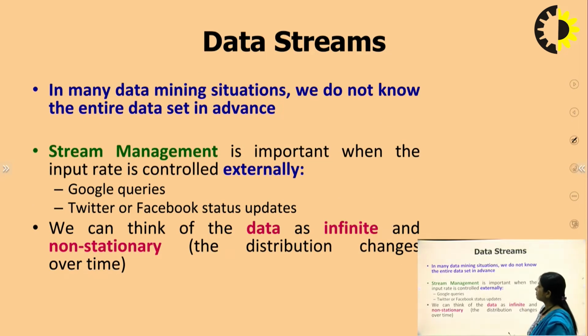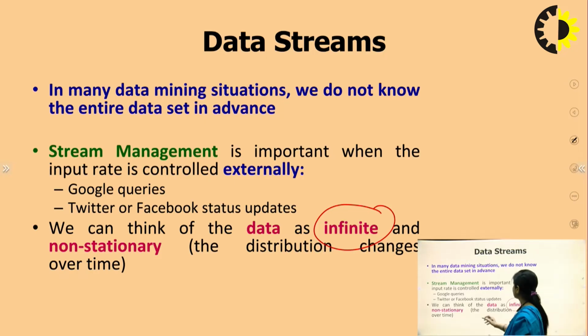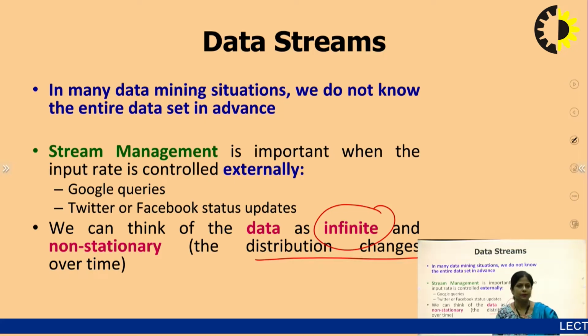So, in many data mining situations, we do not know the entire data set in advance. Stream management is very important when the input rate is controlled externally, like Google queries, or Twitter or Facebook status updates. We can see within a fraction of a millisecond, not even a second, how many Google queries are getting generated, how many Twitter or Facebook statuses are getting updated. We can think of the data as infinite and non-stationary, that is, the distribution changes over time.